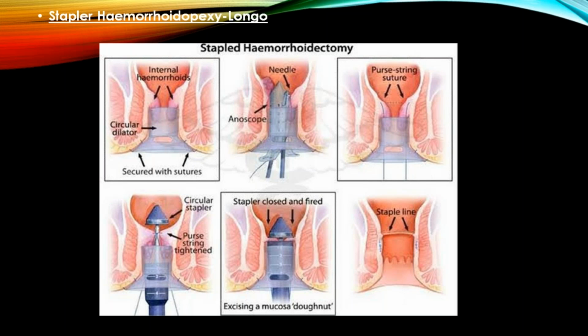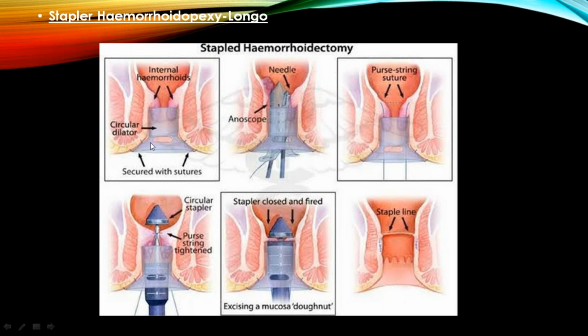Here you are relieving the symptoms. You are not removing the anal cushions. So without removing anal cushions, how is the patient getting symptomatic relief? Symptomatic relief is coming because here you are ligating the vessels above the dentate line.